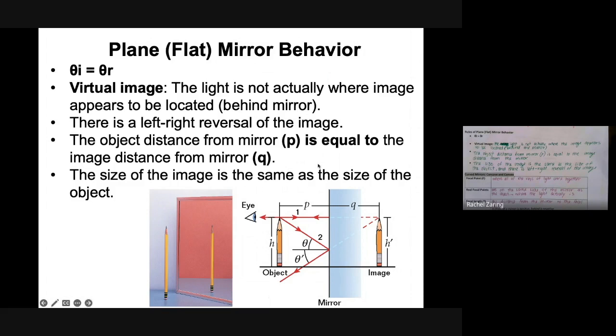You can see all of those values labeled on this pencil example right here. The height of the pencil in the object is the same as the height of the pencil in the image. P, the distance from the pencil to the mirror, is equal to Q, the distance from the mirror back over to the image. And the angle of incidence and the angle of reflection are also equal in terms of our measurements there.